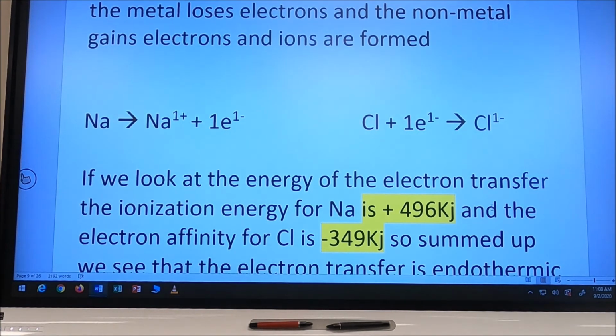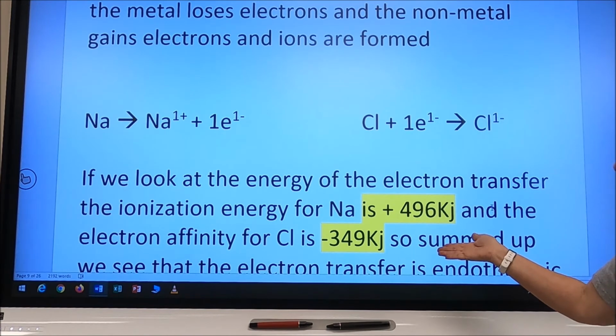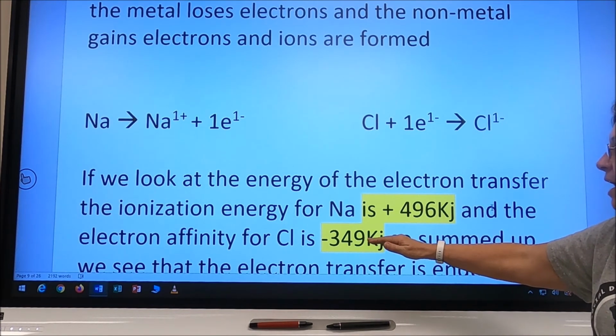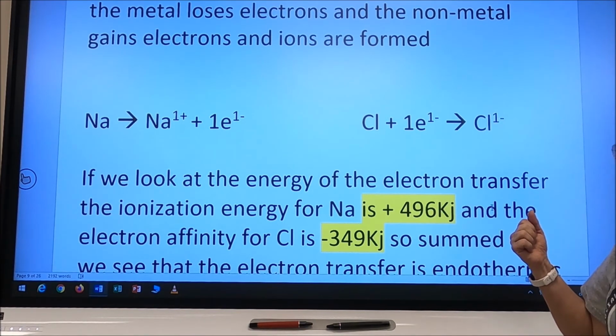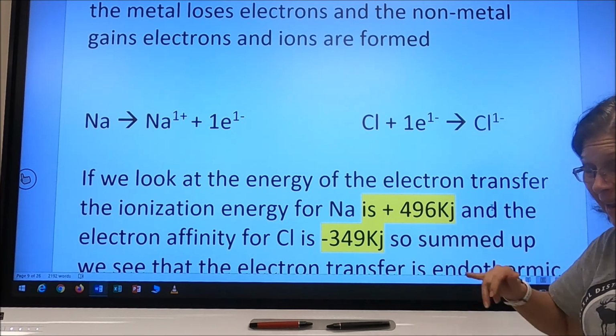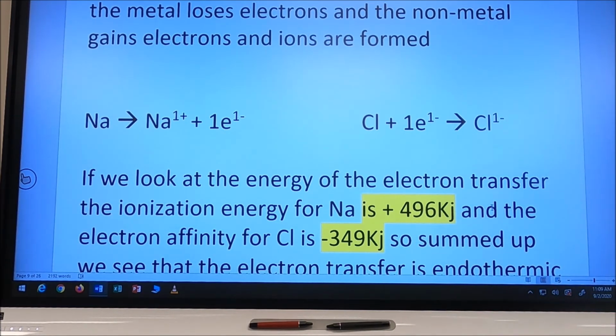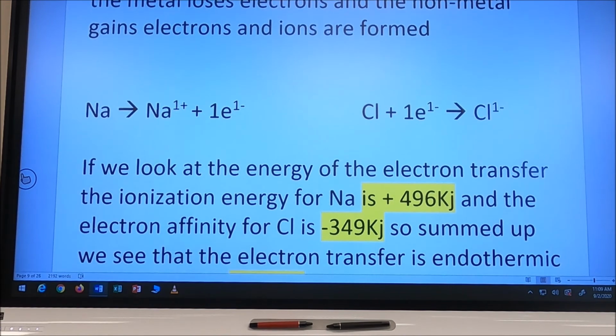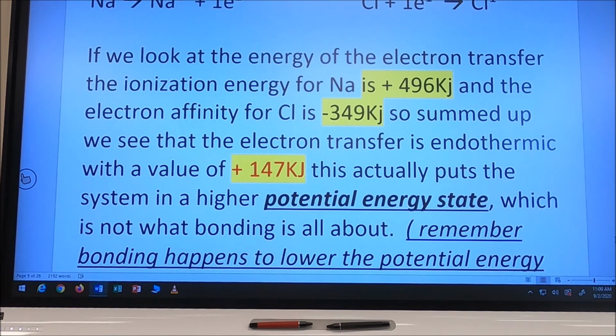If we look at the energy of the electron transfer, it takes 496 kilojoules of energy to remove 1 mole of electrons from 1 mole of gaseous sodium atoms. You get only 349 kilojoules of energy released from the chlorine when it takes in the electron. So notice it's taking more energy to remove the electron from sodium than you get released when the chlorine takes it in. So the electron transfer part of this process of moving toward an ionic compound is endothermic. Think about that, guys. It's endothermic. It's energy absorbing. Okay? 147 kilojoules of energy has to be input to make that transfer happen. Okay? We're at a deficit here energy-wise.